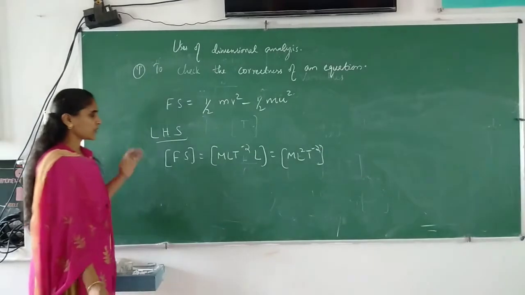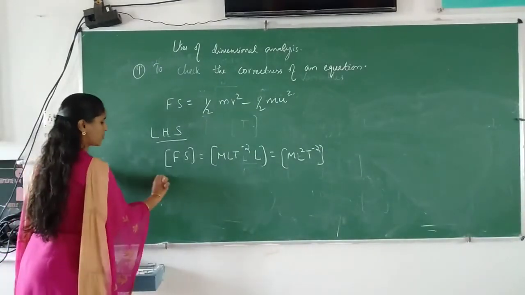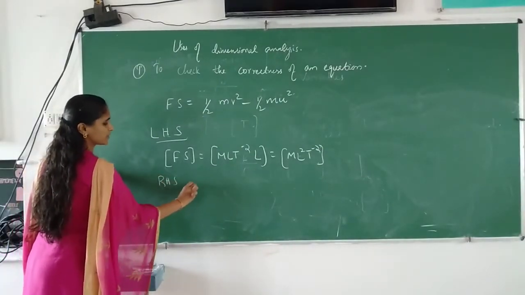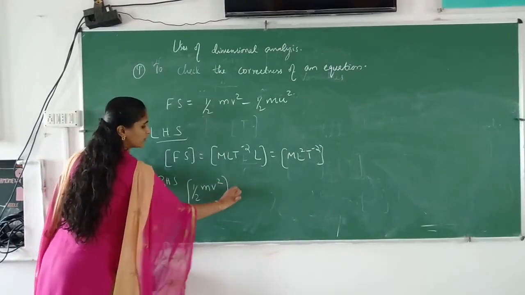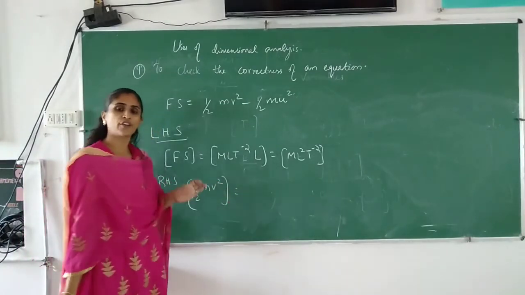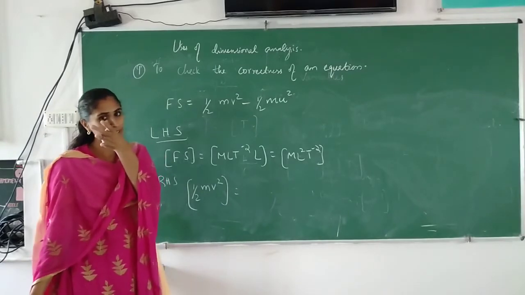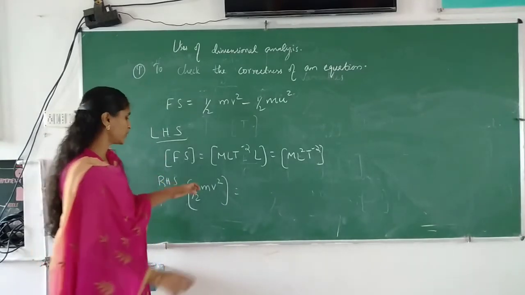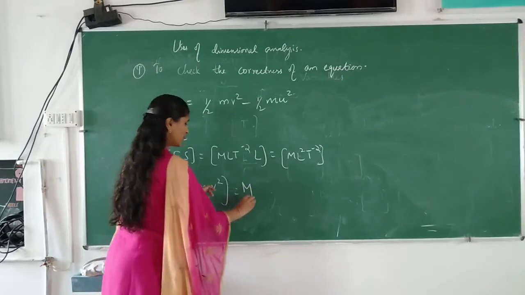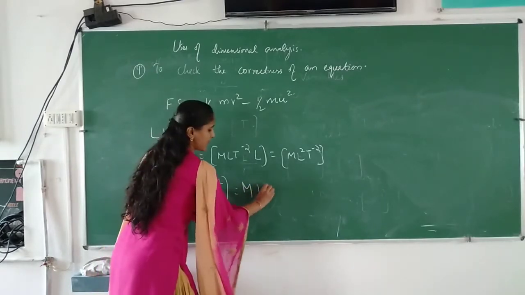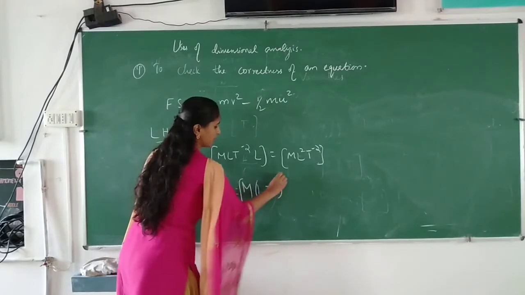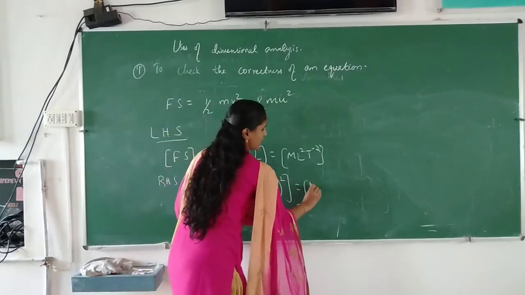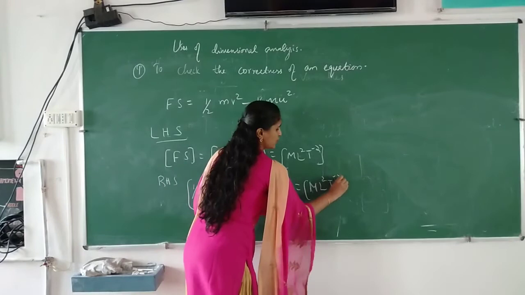Okay. Now we will come to the RHS part. On the RHS, we have to see each term. The first term is half m v square. Here no need to consider the half, because it is a numerical value. It has no dimension, so no need to worry. So M into velocity, which has the dimension L T to the power minus 1, and its square will be there. So you will get M L square T to the power minus 2.